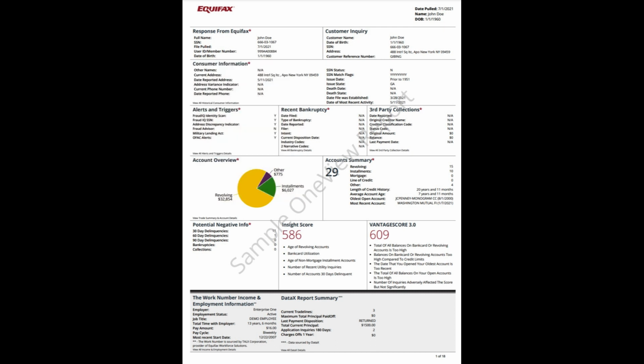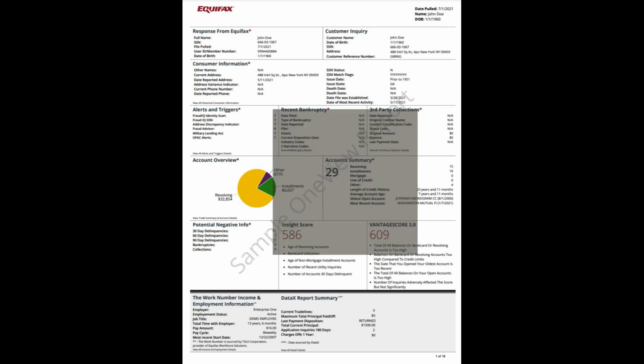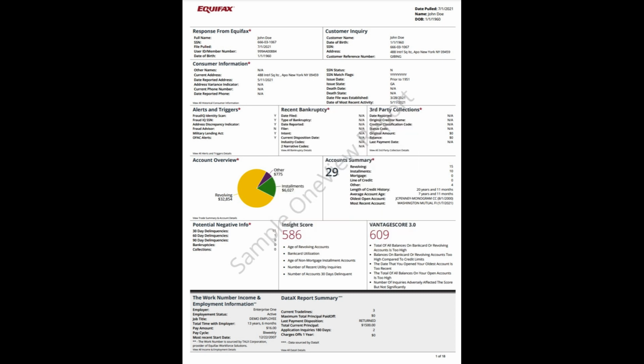The middle section has recent bankruptcies or third-party collection accounts. There is also a graphical display of overdue accounts. There's a summary of accounts. This person in this sample report has a total of 29 accounts. And finally, there are two scores near the bottom, an insight score and a vantage score.